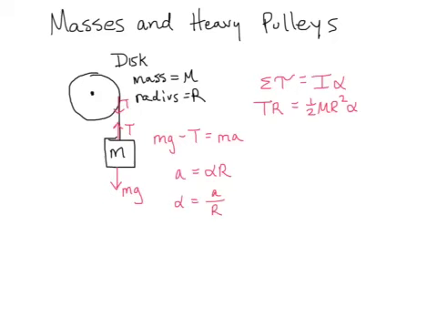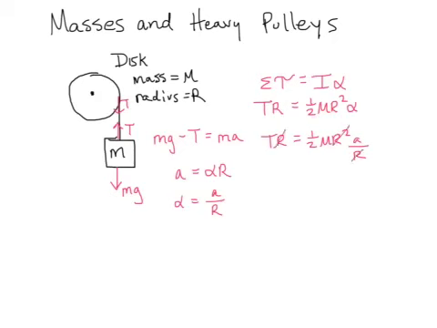And so you can sub in either way you want. It really depends on which one you're going to want to solve for. Do you want to solve for a or do you want to solve for alpha? So let's solve this for the linear acceleration a. And so that's going to be TR equals 1/2 MR squared times a over R. And when we do that, that's real nice because now all my R's cancel out from my equation.